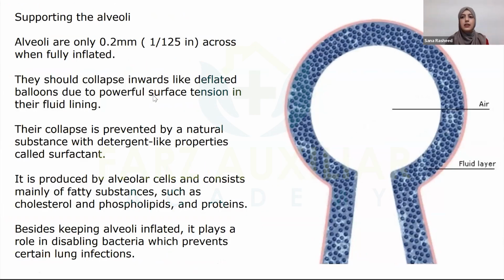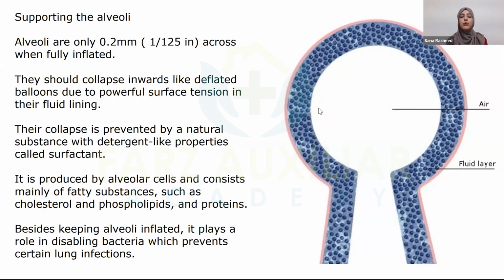And here they've discussed the alveolar wall. The alveolar wall is a very thin lined structure. The reason for that is effective gaseous exchange. They should collapse inward like a deflated balloon due to powerful surface tension in their fluid lining. Their collapse is prevented by a natural substance with detergent-like properties, known as surfactant. So basically what they're saying is that alveoli are like balloons. They have this surface tension, right? If there were no surfactant, the alveoli would collapse.